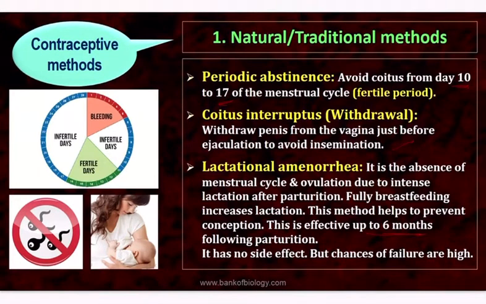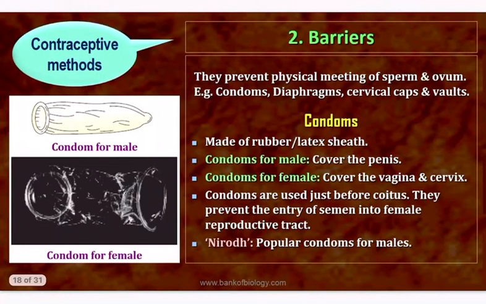We said that the urgent need is contraception or birth control, and in that we studied natural methods. In natural methods we studied three: periodic abstinence, coitus interruptus, and lactational amenorrhea. Now in this session we are going to study the second method, that is barriers.